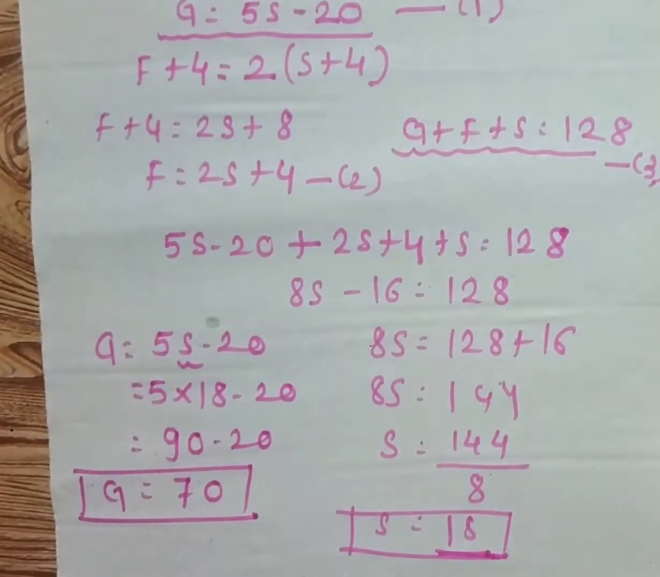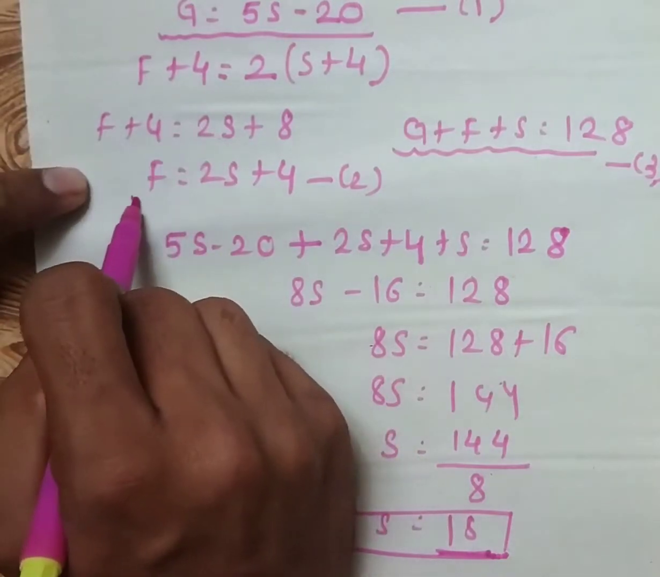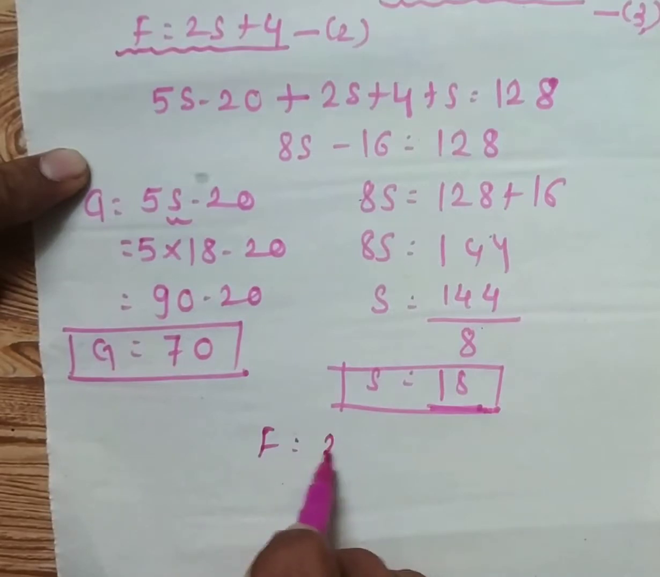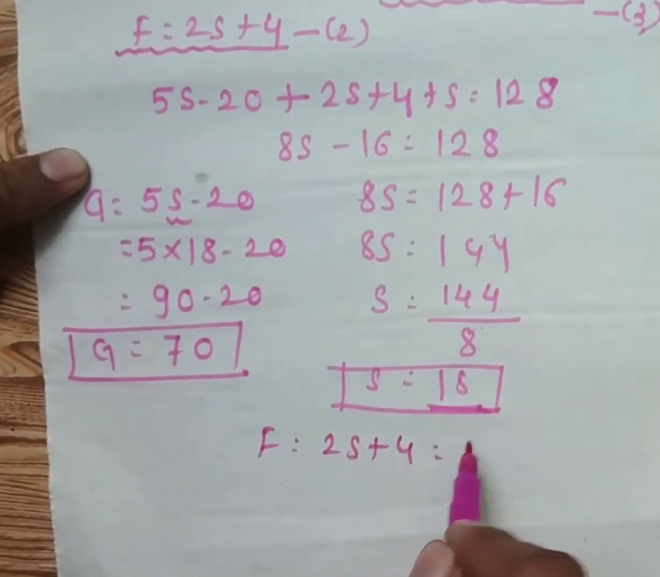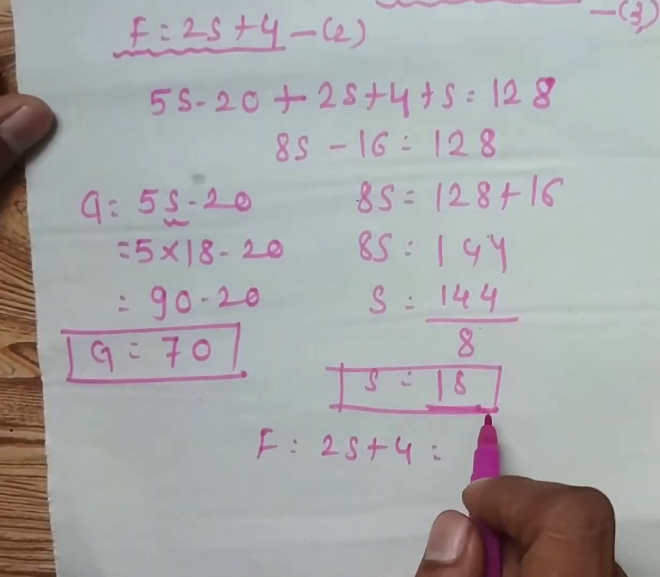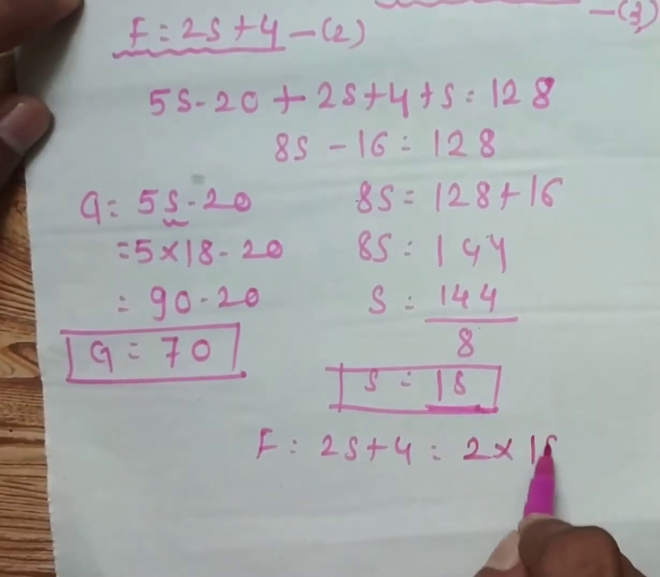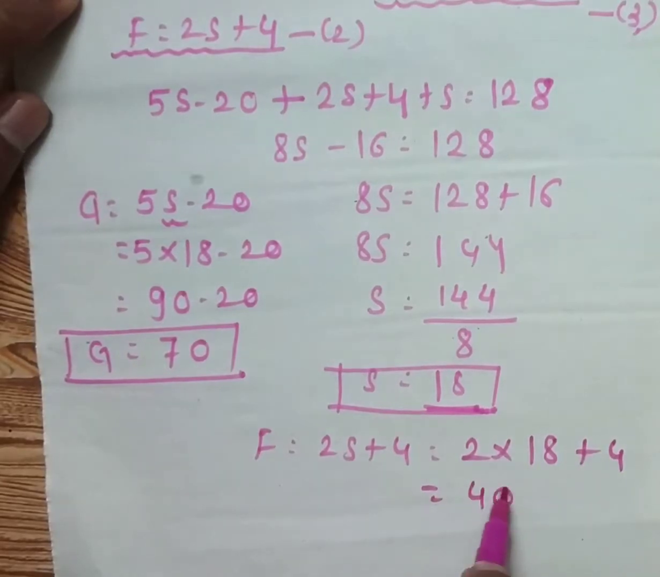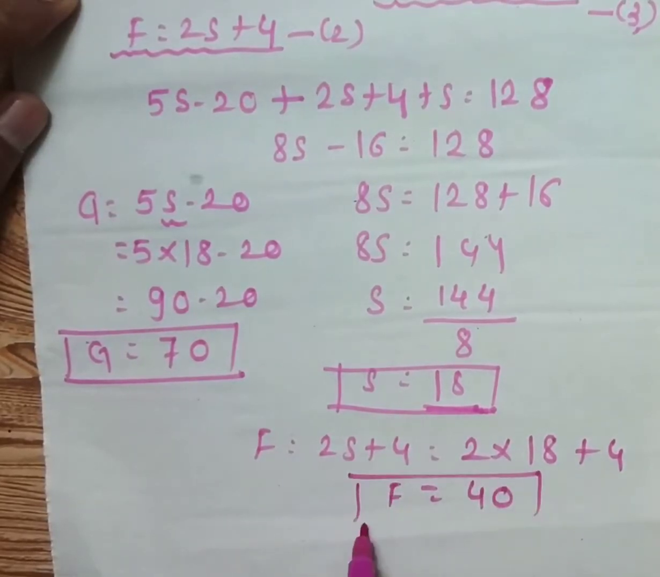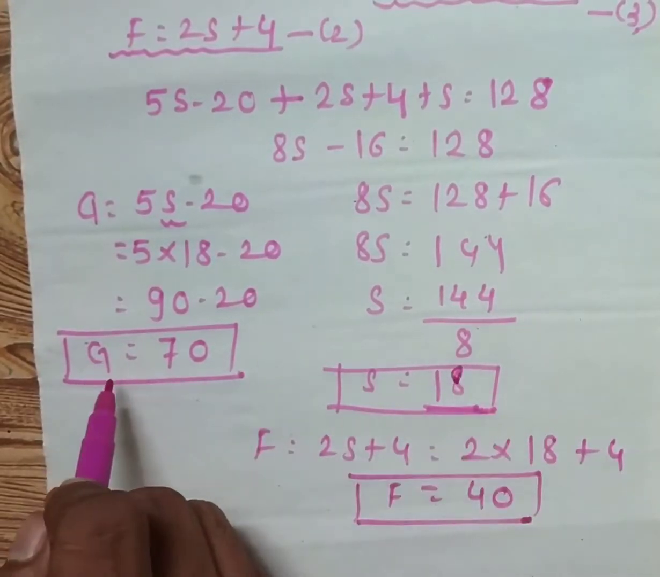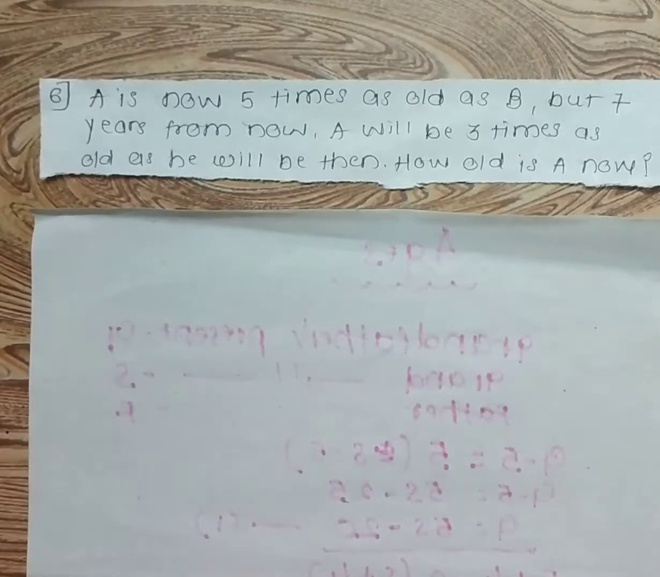We know that for the father we got this equation: f is equal to 2s plus 4. Simple. F is equal to 2s plus 4, and we know that the value of s is 18 here because we have calculated the value of s, which is 18. So I can put here 2 into 18 plus 4. 18 2s are 36, plus 4 is 40. So the father's present age is 40, the son's present age is 18, and the grandfather's present age is 70.